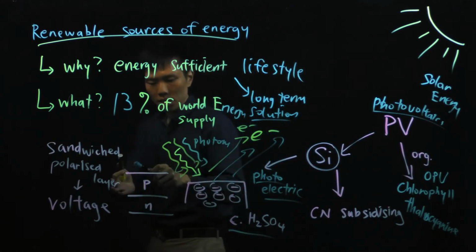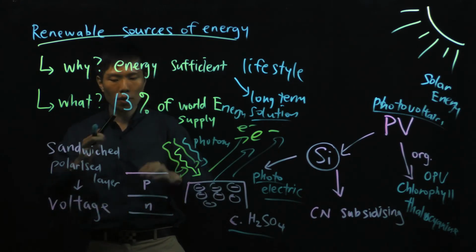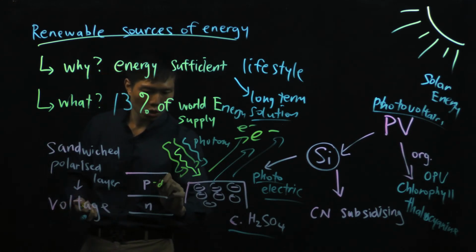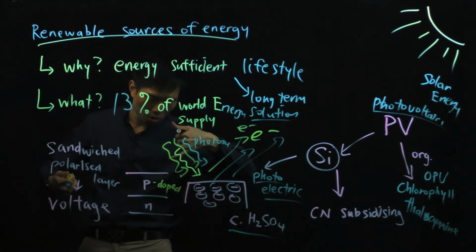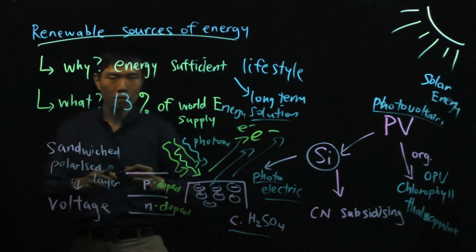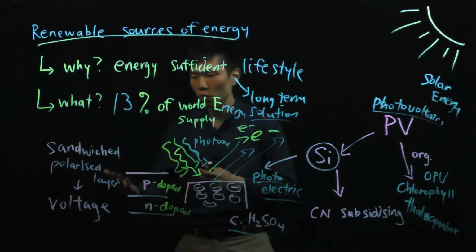Now we can also couple this in tandem with the solar cell, where we have sandwiched polarized layers, the junctions. We have some p-doped conductor and n-doped conductor in a sandwich manner, so that's now polarized, and when electrons move, it can generate a voltage.